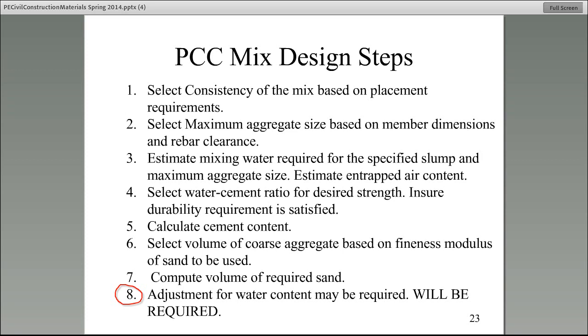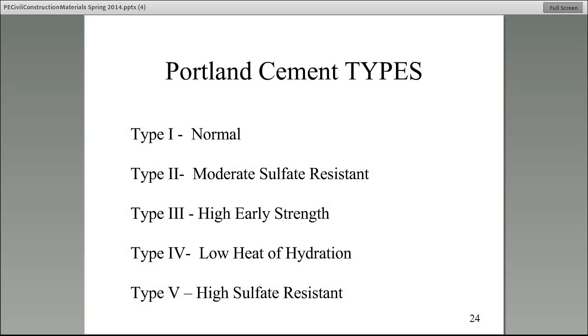I want to tell you, number 8 is really important. The last item says adjustment for water content may be required. But look, with big emphasis, I'm saying will be required. That adjustment for water is so important that it will be required. And I'll show you exactly how you do that. But again, it's so important by itself. It has shown up on the test, and it can.